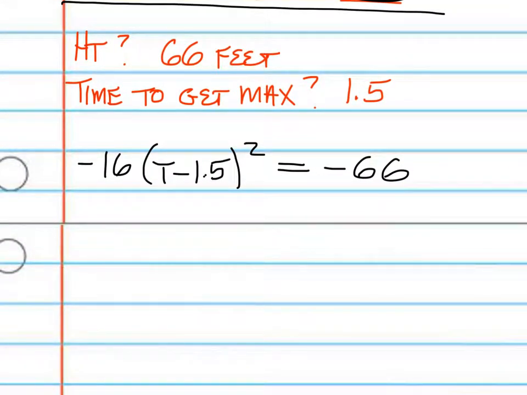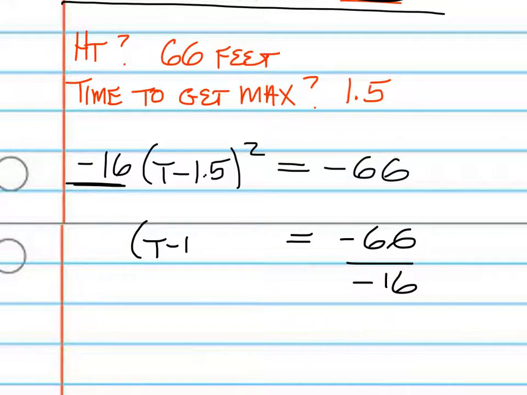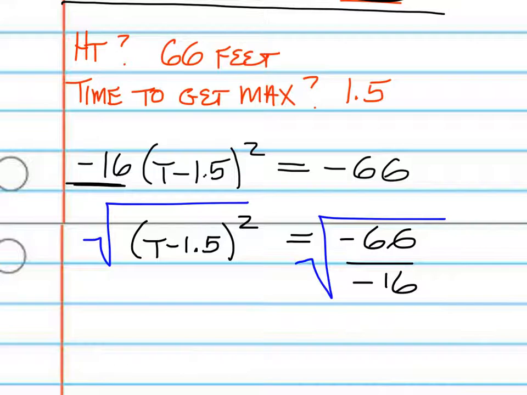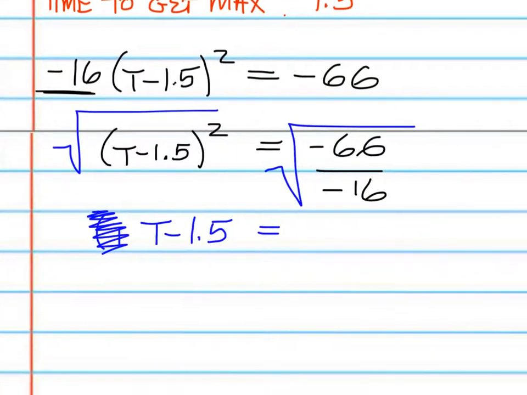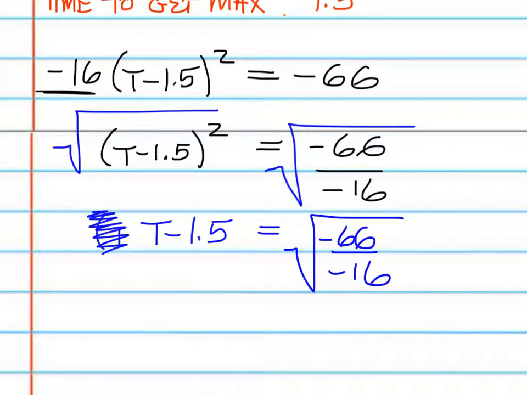And then divide that by the negative 16, which comes from over here. Leaves you with this on the left-hand side. And to undo that quantity squared, you must do the square root of both sides. It leaves you with t, I can't erase, so I'll just scratch it out, t minus 1.5 equals the square root of negative 66 over negative 16.